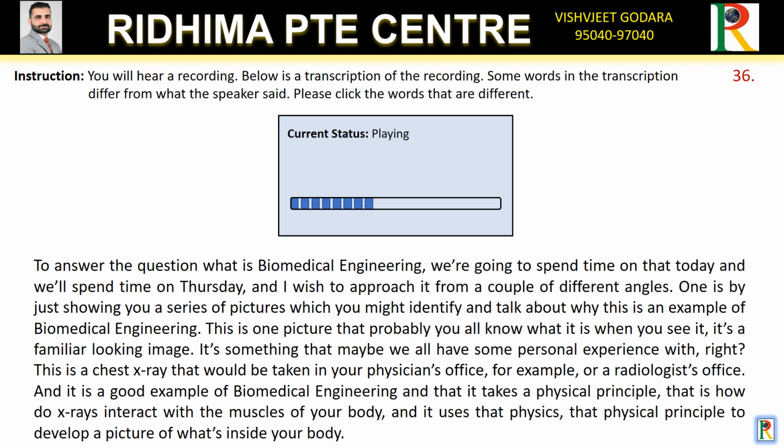And so this is one picture that probably you all know what it is when you see it. It's a familiar looking image. It's something that probably we all have some personal experience with, right? This is a chest X-ray that would be taken in your doctor's office, for example, or a radiologist's office. And it is a good example of biomedical engineering in that it takes a physical principle, that is, how do X-rays interact with the tissues of your body, and it uses that physics to develop a picture of what's inside your body.